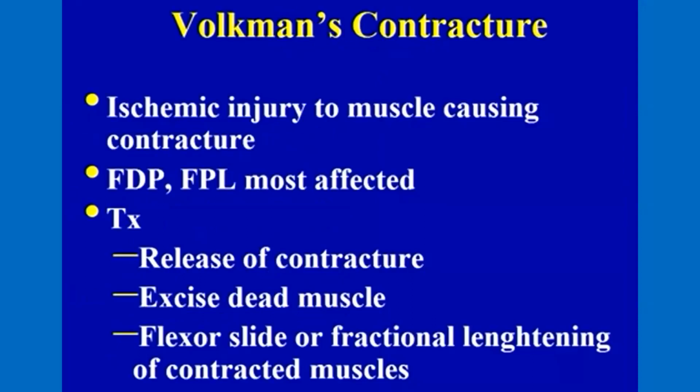Lastly, Volkmann's contracture is an ischemic injury to the muscle causing contracture. As I mentioned, there are 2 muscles which are involved most, which are the flexor digitorum profundus and the flexor pollicis longus. These are most affected. You have the release of contraction. You have to exercise the dead muscle. In the chronic cases you can do a flexor slide or fractional lengthening of the contracted muscles.